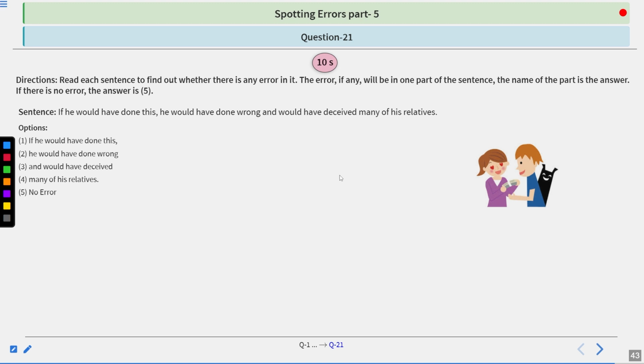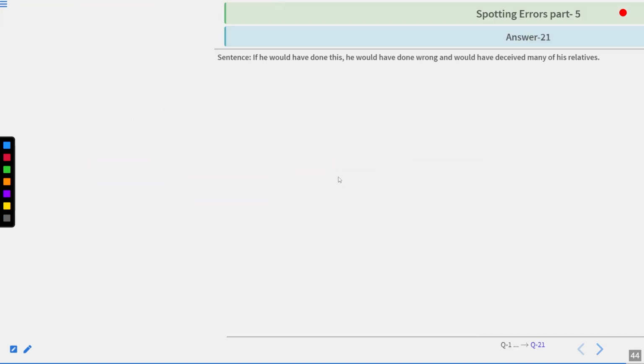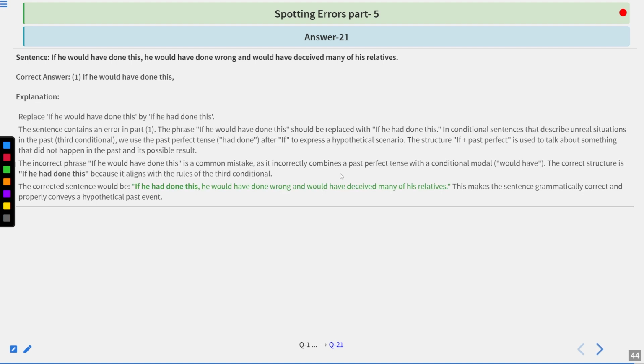If he would have done this, he would have done wrong and would have deceived many of his relatives. Options are given below. You have 10 seconds to spot the error. I hope you have answered. Let's look at the correct answer. The correct answer is 1, if he would have done this. And the explanation is replace if he would have done this by if he had done this. The sentence contains an error in part 1.